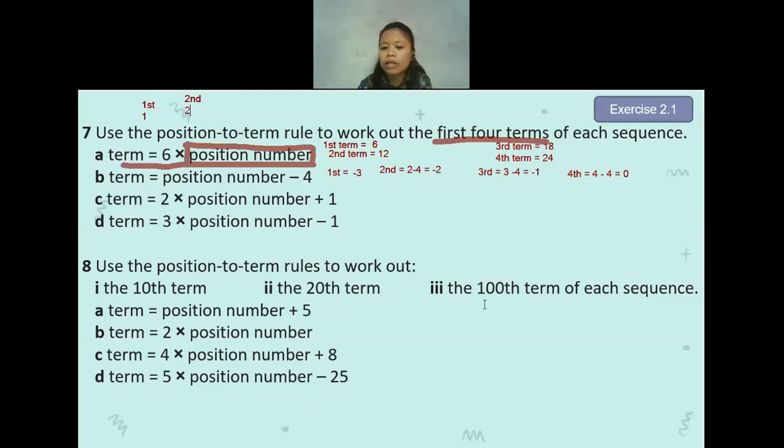Is it clear enough, or is it making you more confused, Alvin? Okay. So later for question 7c, if I'm going to find the first term, what calculation do I have to write?